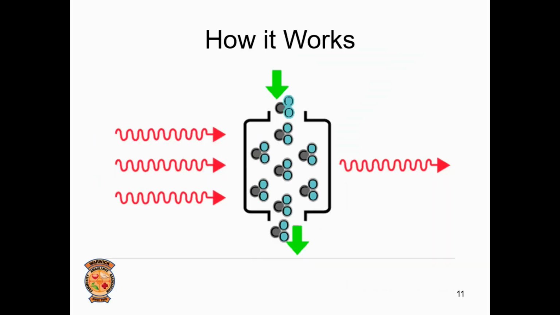Capnography works by shining a light on the sample. That light is at a specific waveform that's easily absorbed by carbon dioxide. The light that makes it through the chamber is measured to determine the amount of CO2 present.